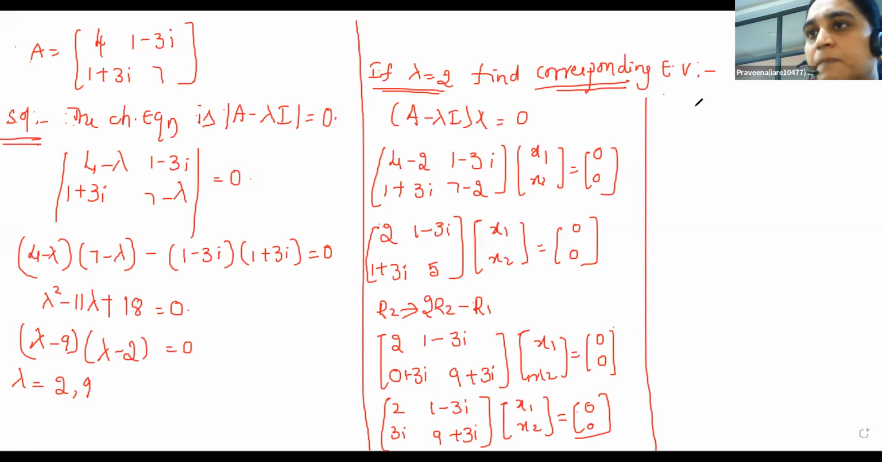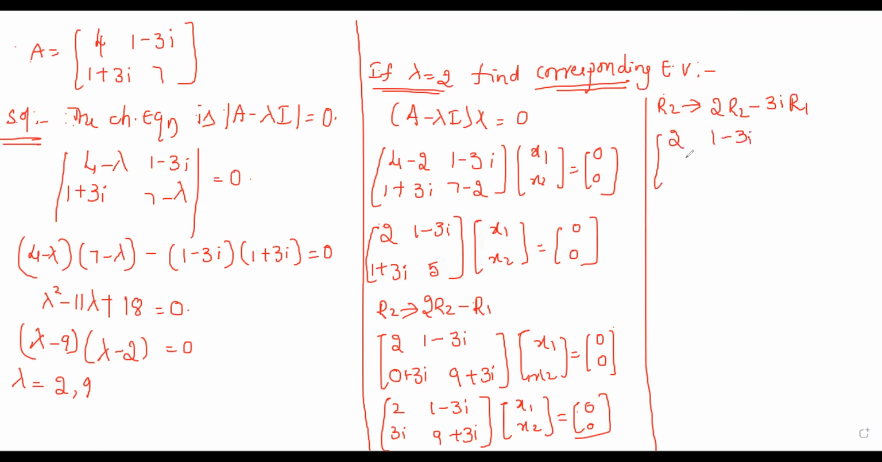Okay na? 5 2s are 10. Next row operation, tell me ma. R2 tends to, again I'll make the second row 0 with respect to R1. Then I'll multiply R2 with 2 through R2 minus 3 into i R1. That is 2, 1 minus 3i, 6i minus 6i, 0.